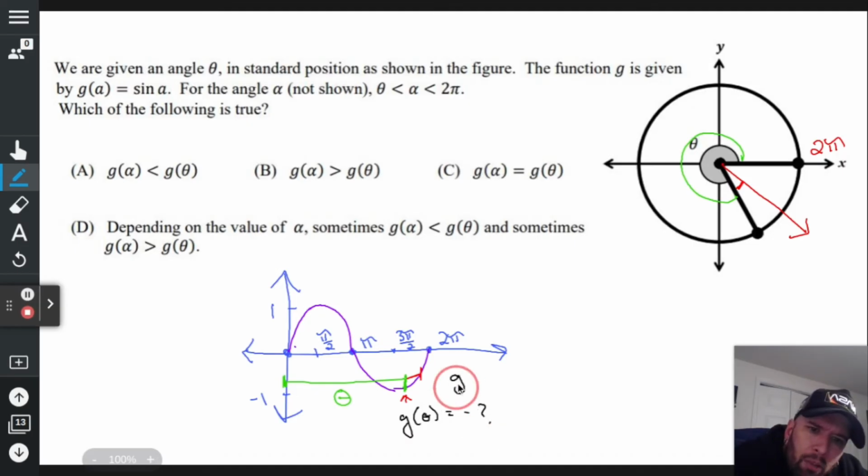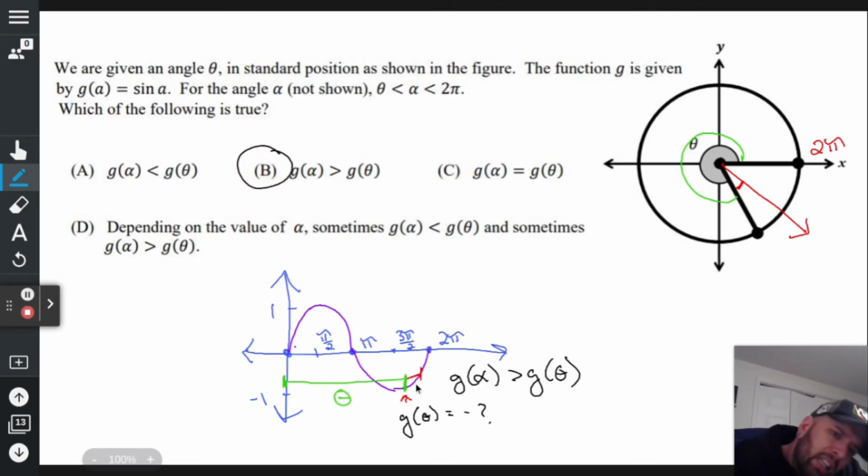Whatever I plug in for alpha, it's going to be to the right of it, which means it's going to be bigger than whatever I plug in for theta, no matter what. So G of alpha is going to be greater than G of theta because anything to the right of theta, no matter what, is going to be higher.